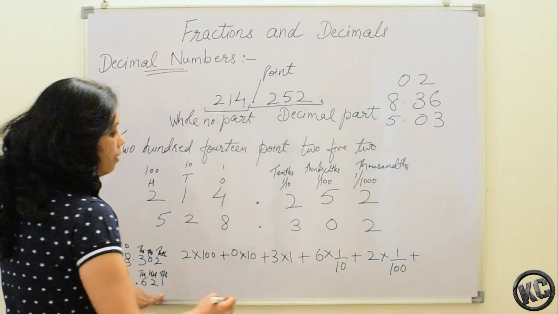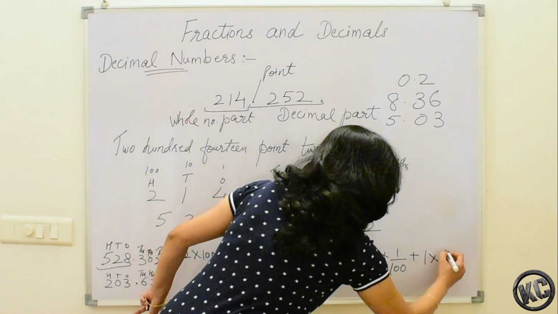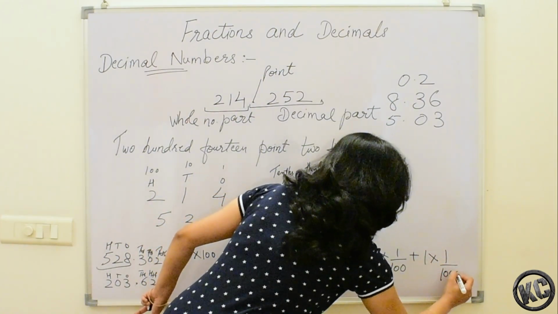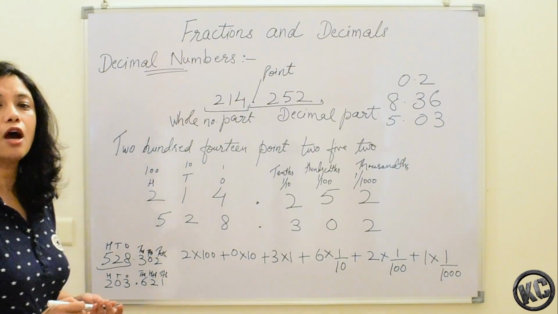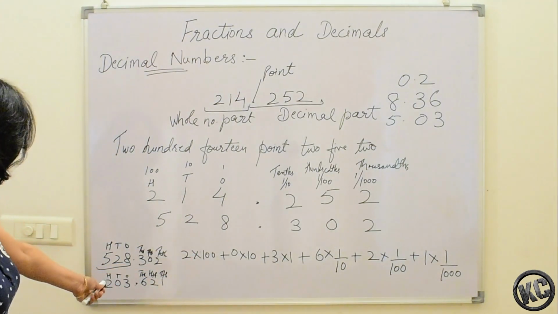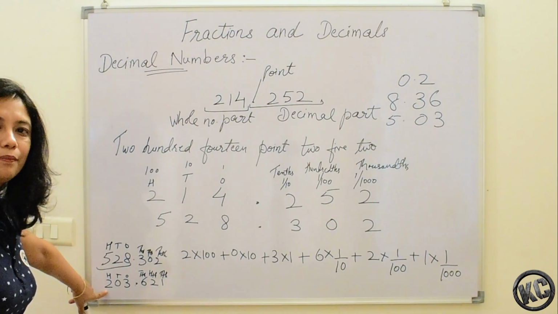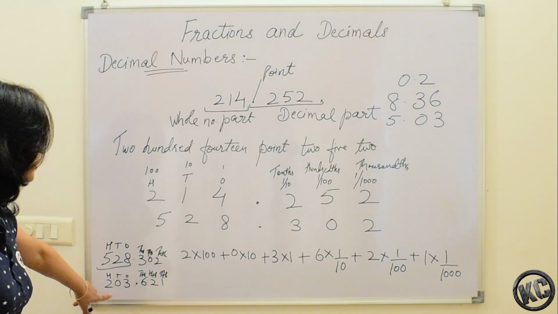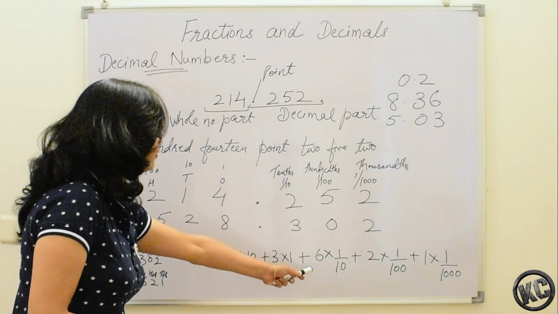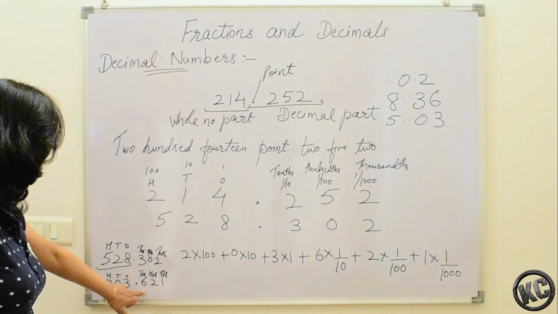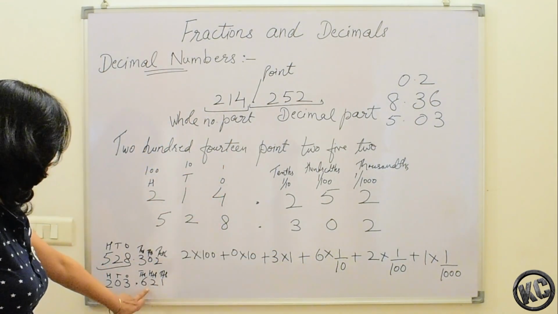plus 1 multiplied by 1 by 1000. So this is how we will expand the number. You will expand the whole number part as you do for whole numbers, and then in addition you will write the expanded form of the decimal portion.